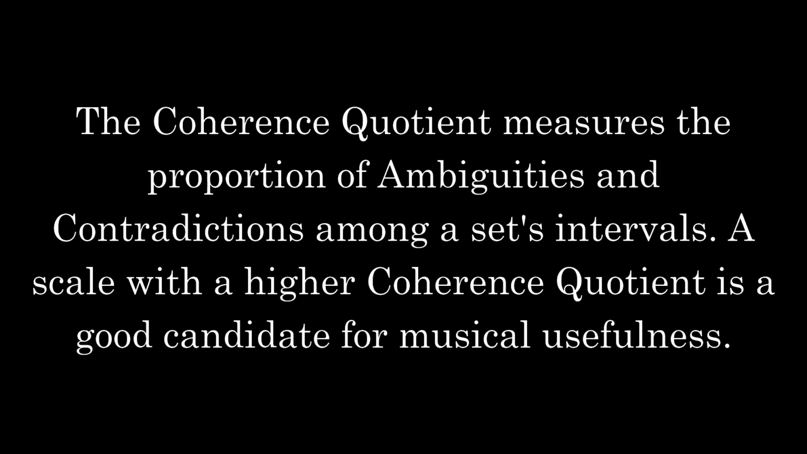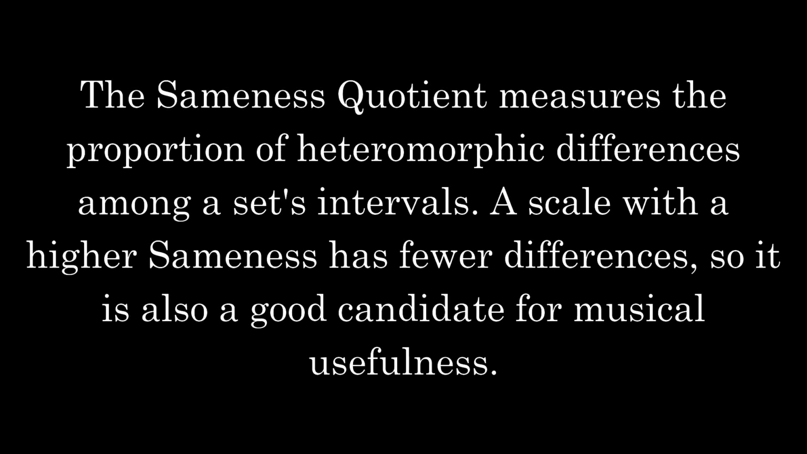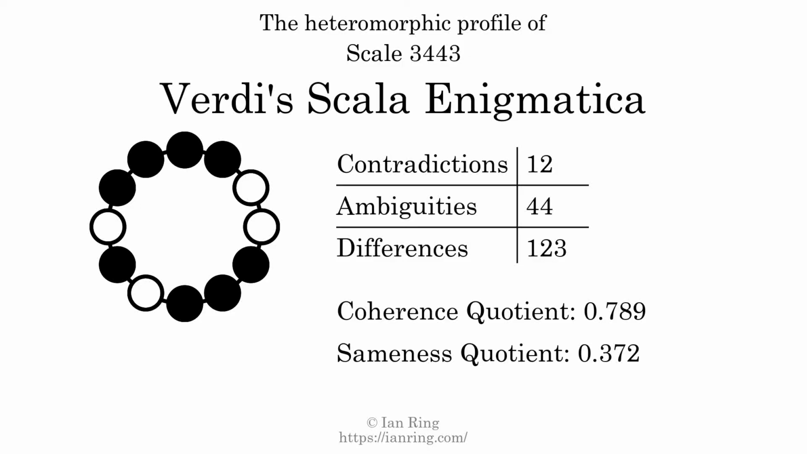The coherence quotient measures the proportion of ambiguities and contradictions among a set's intervals. A scale with a higher coherence quotient is a good candidate for musical usefulness. The coherence quotient is 0.789. The sameness quotient measures the proportion of heteromorphic differences among a set's intervals. A scale with a higher sameness has fewer differences, so it is also a good candidate for musical usefulness. The sameness quotient is 0.372.